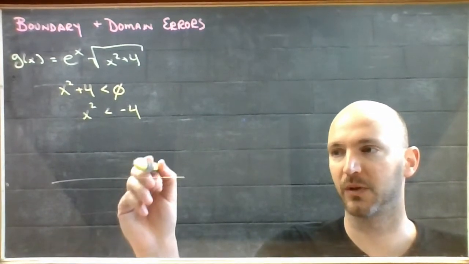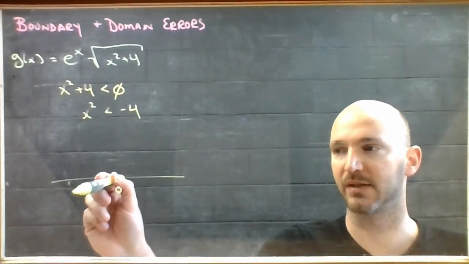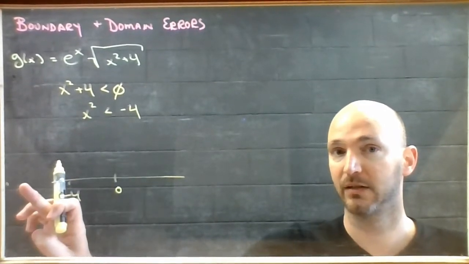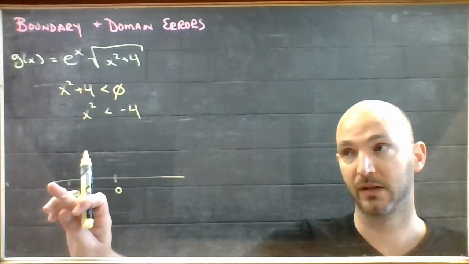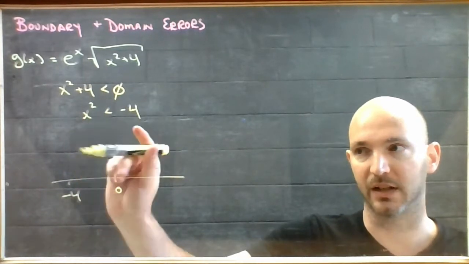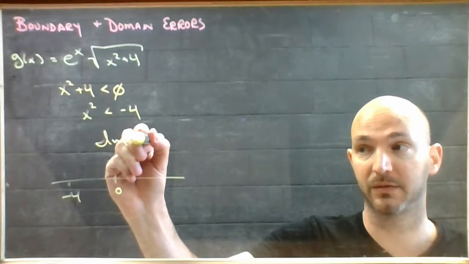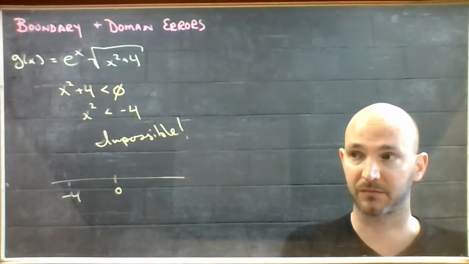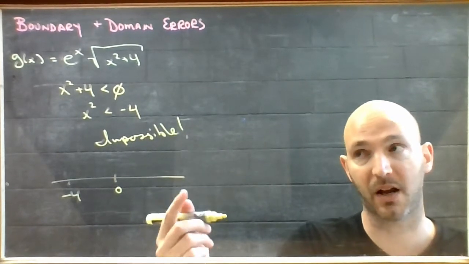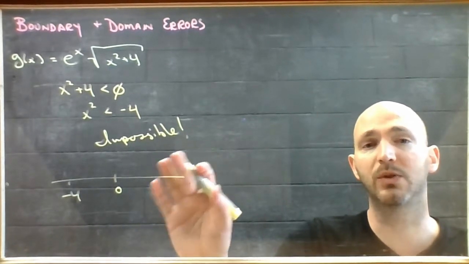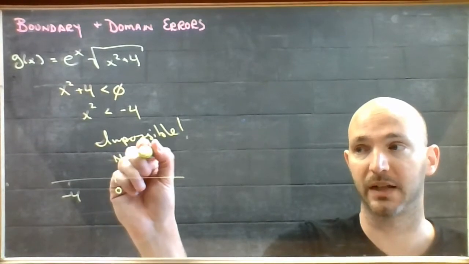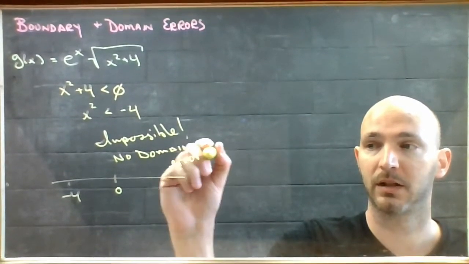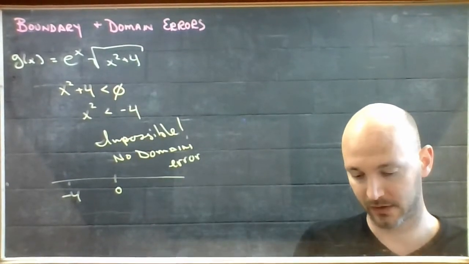And on a number line, if that's where 0 is, and this is where negative 4 is, there are no numbers past here that are squares. So this little condition here, this is actually impossible. Exclamation point. And so because it's impossible, there is no domain error as a result of this radical.